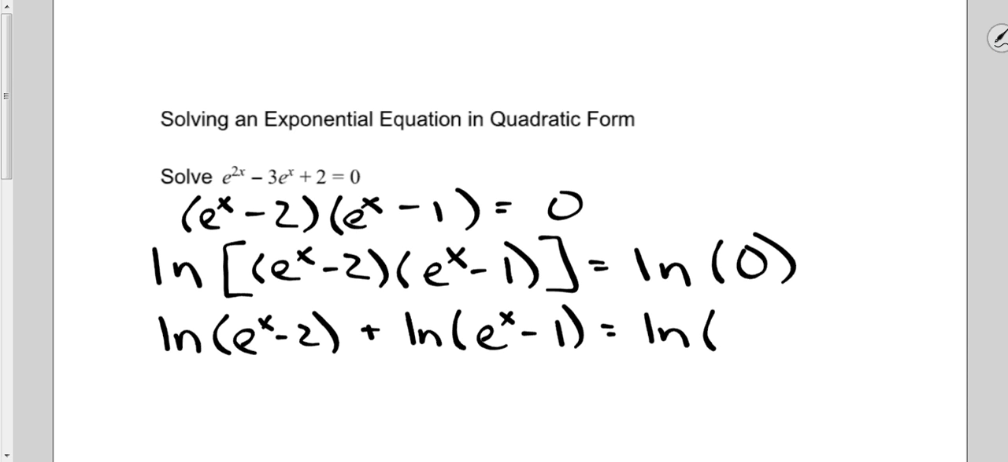Can I just evaluate the natural log of 0? e to what power equals 0? Error. It's not right. Mm-hmm. Yes. What did we do wrong?